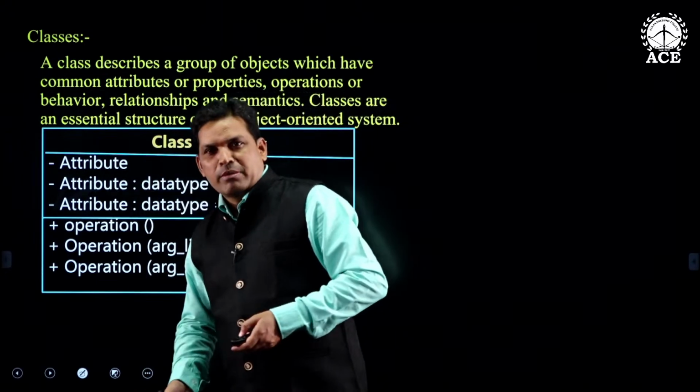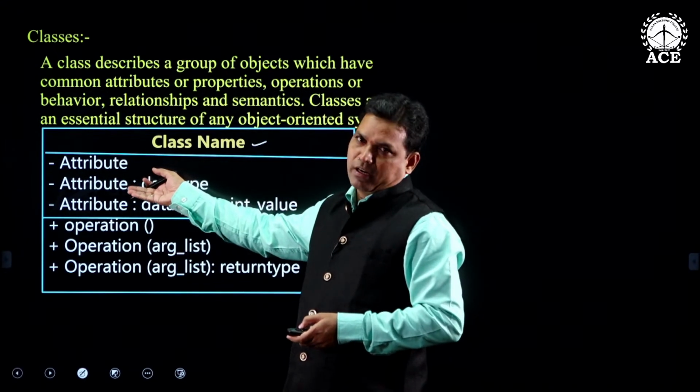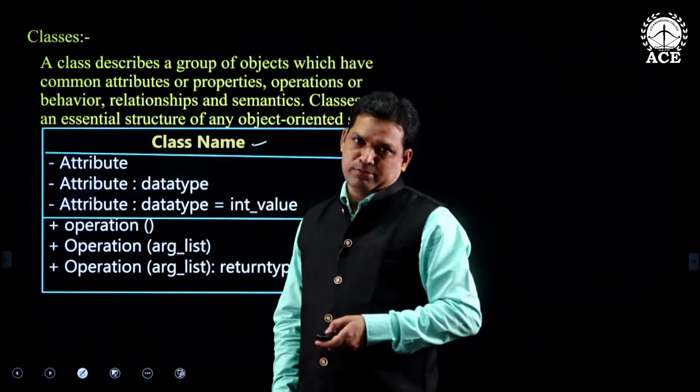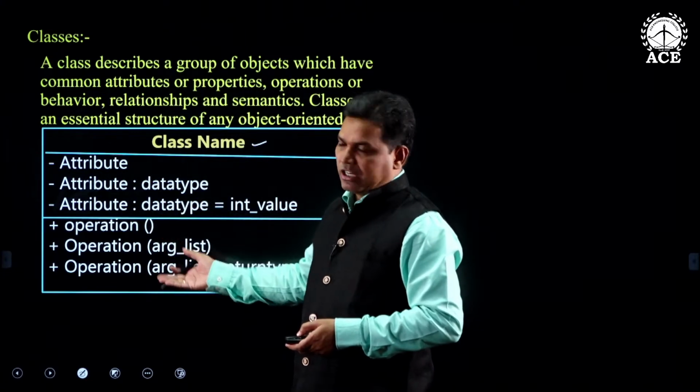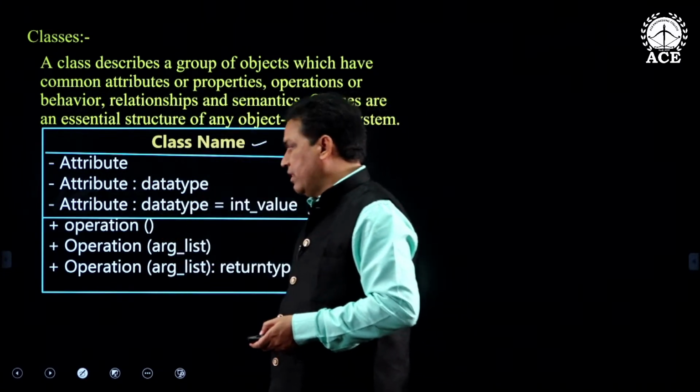What are the attributes? Name of the ATM user, mobile number, address, and all those things. What are the operations an ATM user can perform here? Withdraw, deposit, check balance, all this. But anyhow, we'll take one example, we'll discuss later, right?